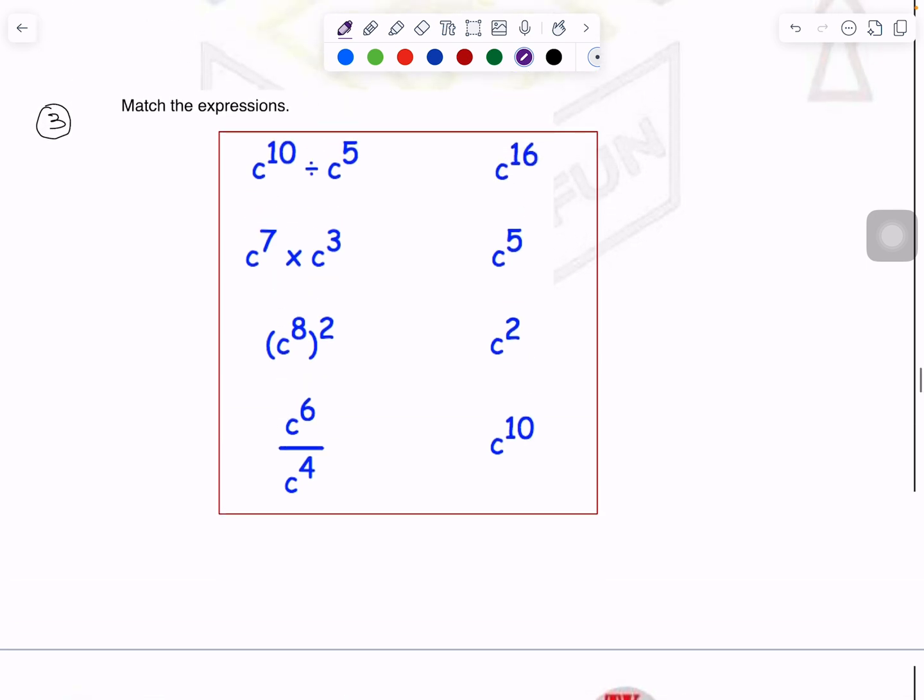Let's do this quickly. Match. So the way is, first pick up the first one. It is division, powers will subtract. 10 minus 5 is 5, so where is it? Here, right? Like this you will do. Now it is a multiplication case, powers will add. 7 plus 3 is 8. Where is it written? It's not written here, so something is wrong. Hold on, let's see number 3. Powers will multiply. 8 2s are 16, so this will go here, right?